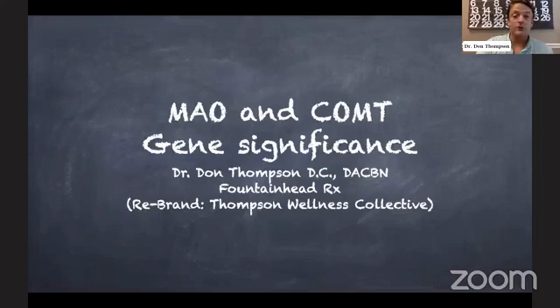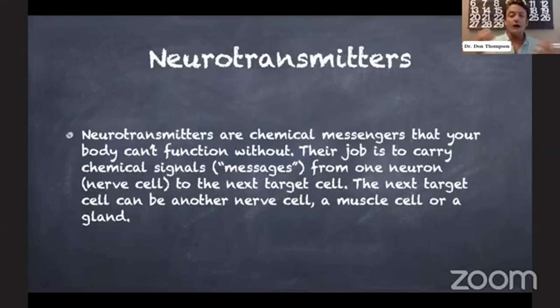So here we go. First of all, like I said, we're going to keep it really simple. In the MAO and the COMT, we're mainly talking about neurotransmitters, but it's going to get a little bit deeper. So the neurotransmitters are just chemical messengers. A neuron sends a signal to an end place. It is a message that gets sent from a neuron to a target cell, and that can be anything. It can be a muscle, another nerve, a gland, anything like that.